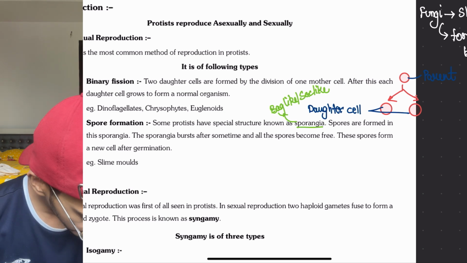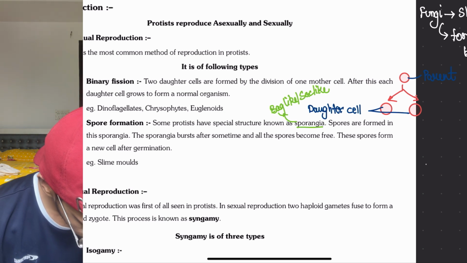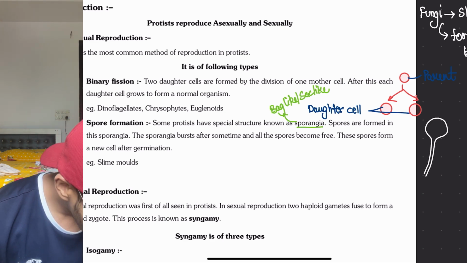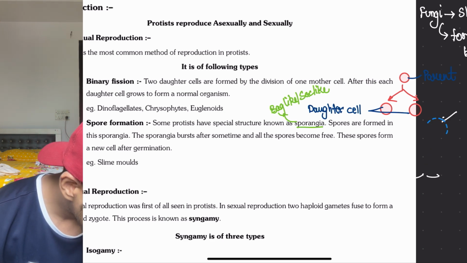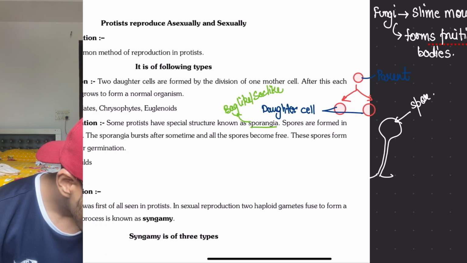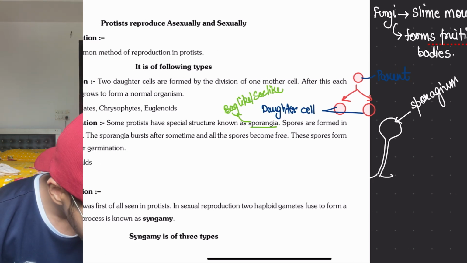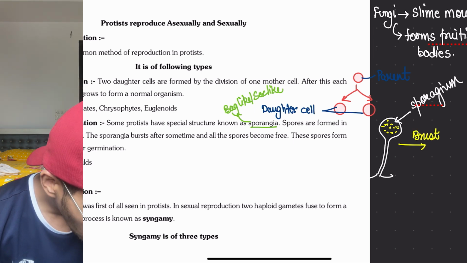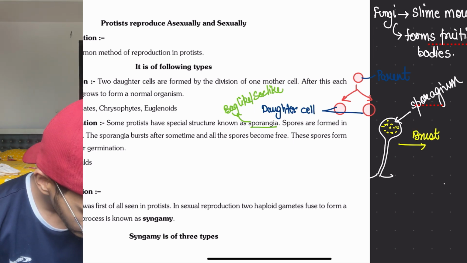Here I am making one such diagram. For example, this is one sporangium. Inside it is the presence of spores. It will burst, and after the burst, whatever is present inside it will come out.